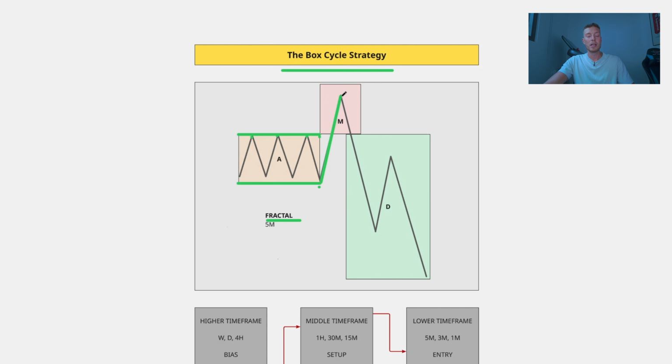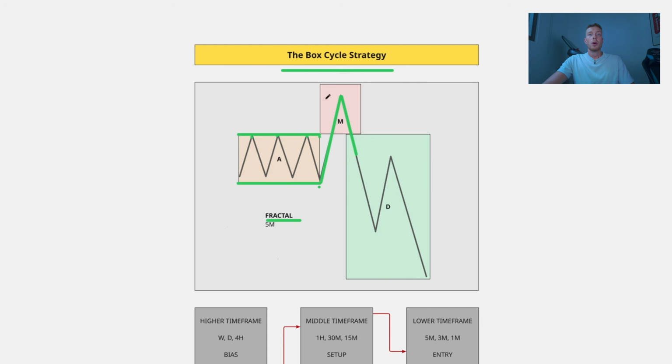Now what we need to do is wait for a confirmation that we're going to be going further down. And this can be done in many ways. I'm going to break down the way that I use personally, but it can be a market structure shift, an inverse fair value gap, whatever you want to use, there are a few ways to spot it.